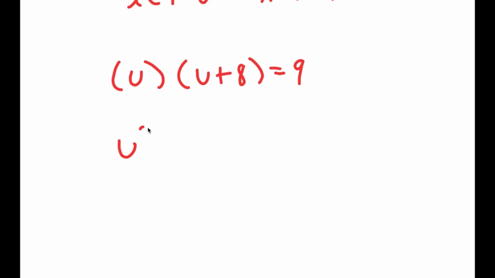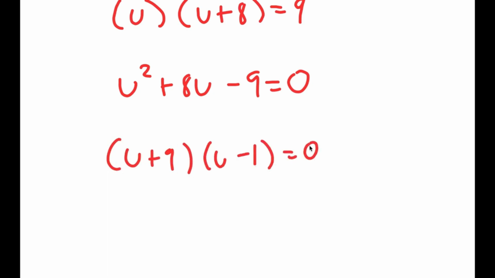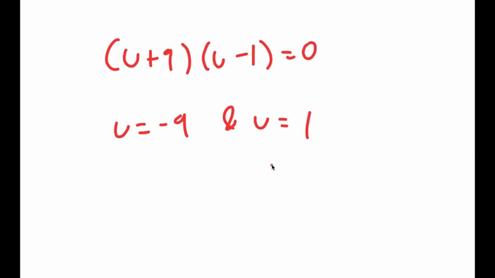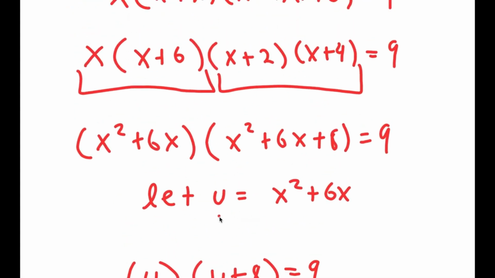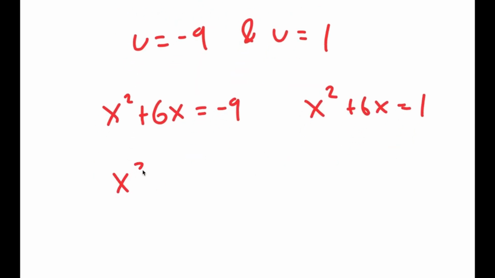And this means that u squared plus 8u minus 9 is equal to 0. And if I factor this out, I get u plus 9 times u minus 1 is equal to 0, meaning u is equal to negative 9, and u is also equal to 1. Now, let's go back. We let u equal x squared plus 6x, so this means that u is either equal to negative 9, so x squared plus 6x equals negative 9, or x squared plus 6x is equal to 1. So I have two equations from this. x squared plus 6x plus 9 is equal to 0, and x squared plus 6x minus 1 is equal to 0.